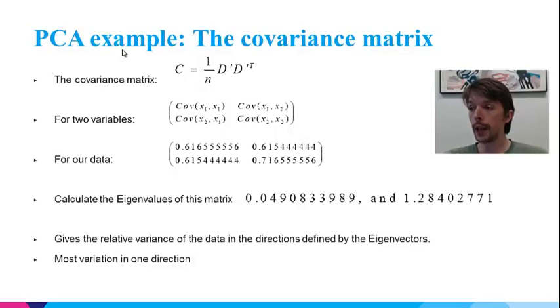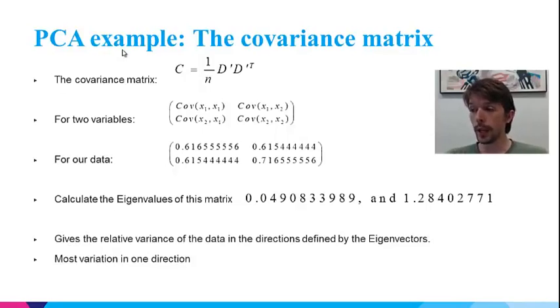First, we calculate the eigenvalues of this matrix. They are shown in the fourth line. We can immediately start to interpret these results because the relative size of the eigenvalues corresponds to the relative amount of variance in the data in the directions of the associated eigenvectors.